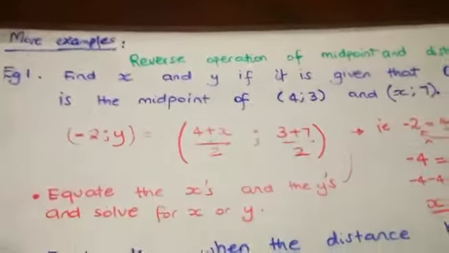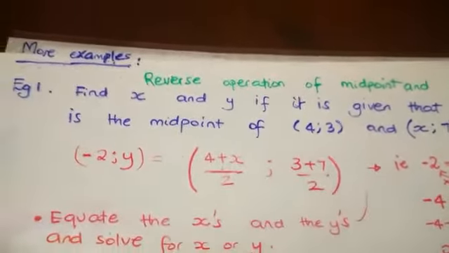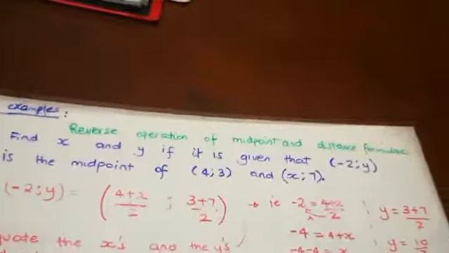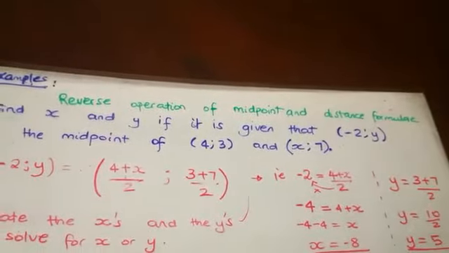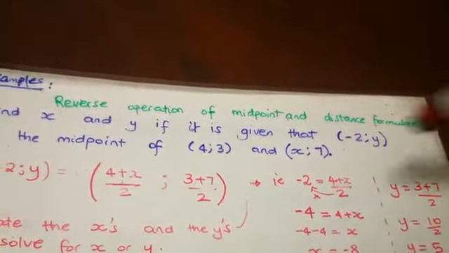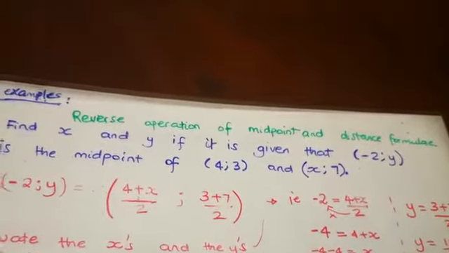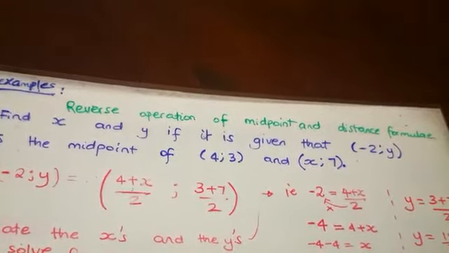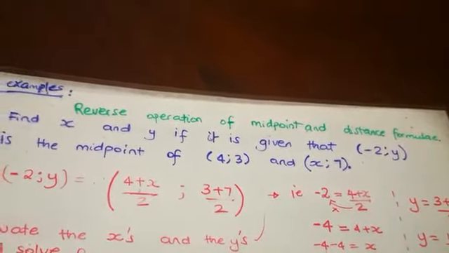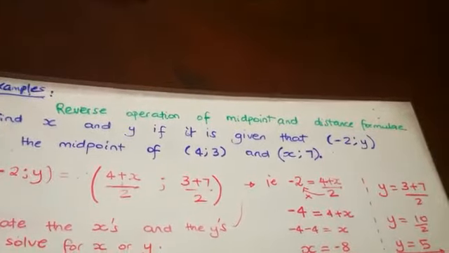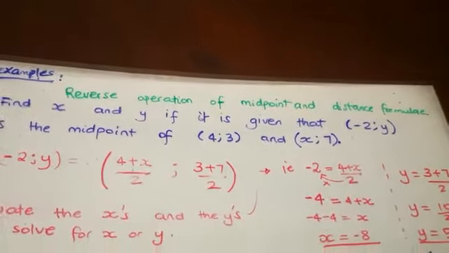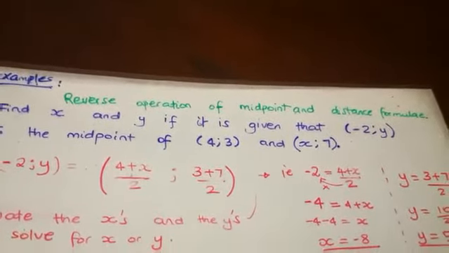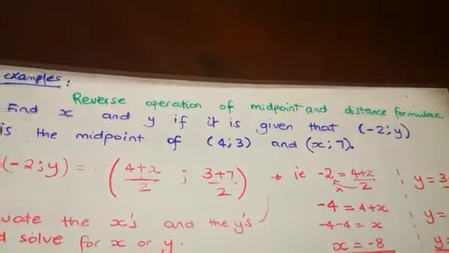Good day, grade 11s. Today we are going to look at some reverse operations of the midpoint and distance formulas. In grade 10, you just did the forward calculation, where you were looking for the midpoint of a line or calculating the length of a line. Now you are going to be given the distance, and you have to work backwards to find either an x or a y that is missing, as well as the midpoint, where you are now going to be working backwards.